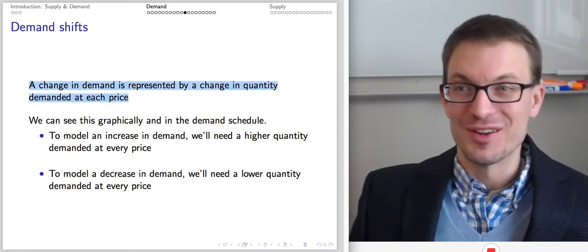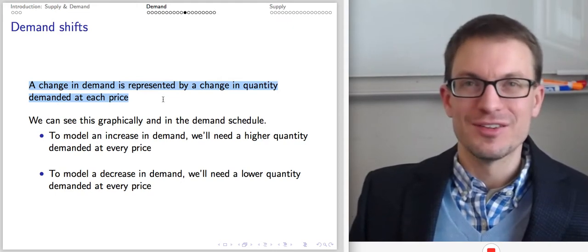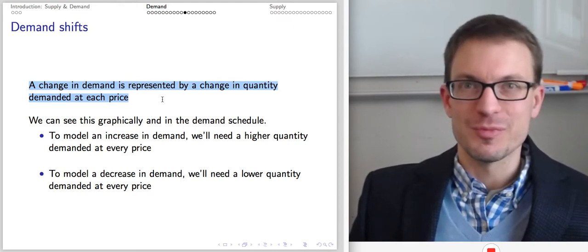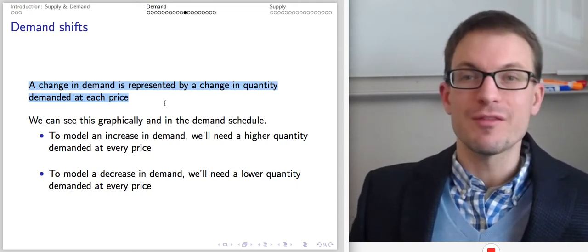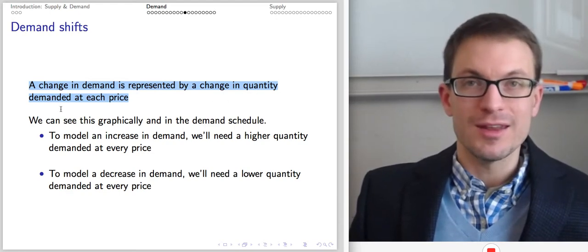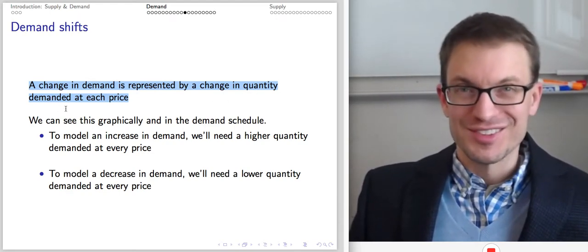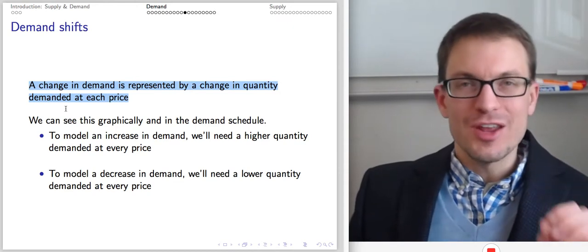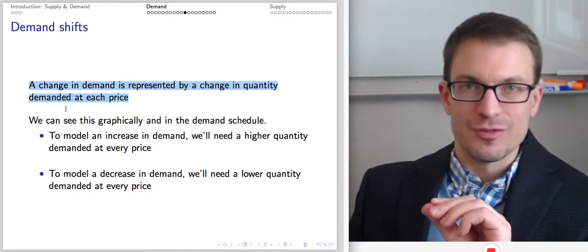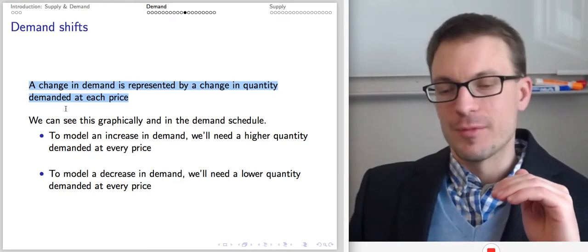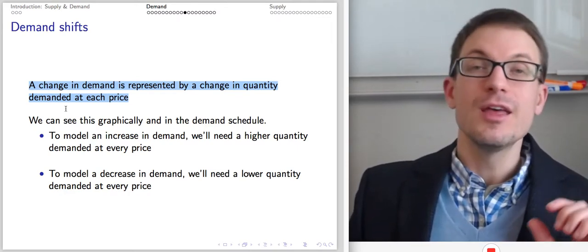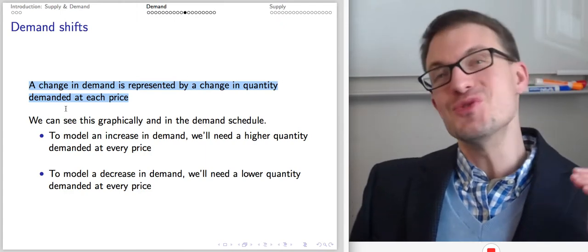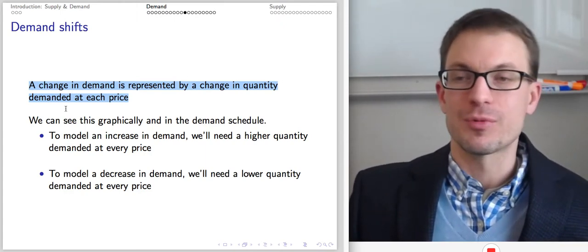And this is a really important statement to develop your intuition about the difference between a change in quantity demanded and a change in demand. So a change in demand means we have gotten a change in quantity demanded at every single price, right? If we get a change in quantity demanded, that is due to one price changing to a new price. To get a change in demand, we need a new quantity demanded for every single price.